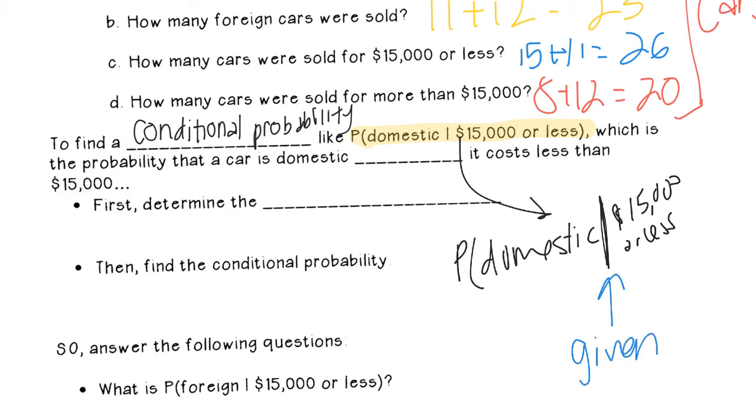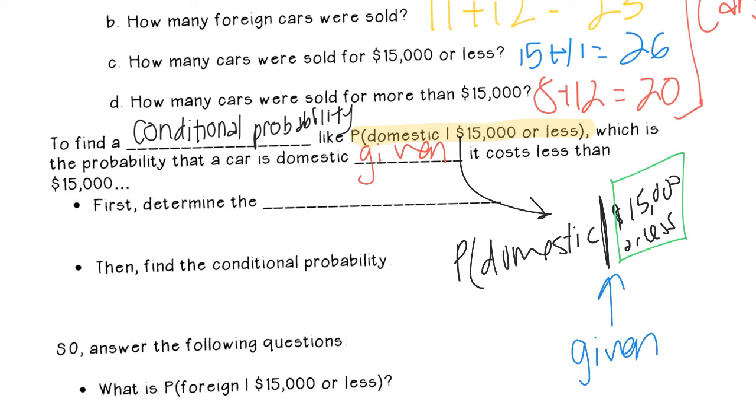So it is saying that after this following statement, that limits our sample space. And we'll go through a couple of examples here. So if we look here at P domestic given $15,000 or less, that is the probability that the car is domestic given it costs less than $15,000.